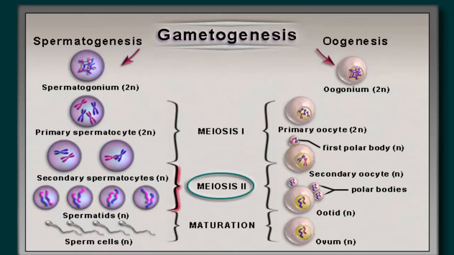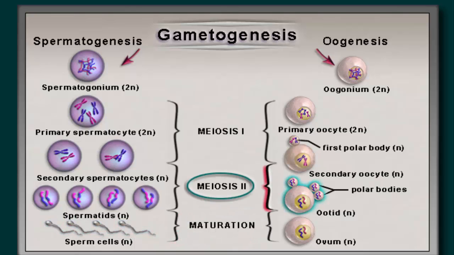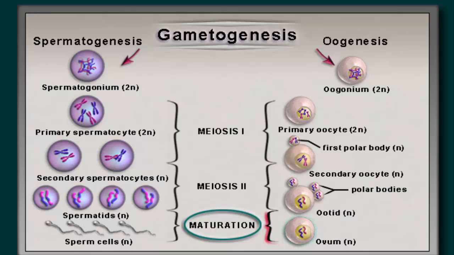In spermatogenesis, the result is four haploid spermatids, which mature to become four sperm cells. In oogenesis, meiosis II also forms four haploid cells, one large ootid, and three small polar bodies. The polar bodies disintegrate, while the ootid matures to become an ovum. Sperm cells and ova each have different combinations of genetic information due to the random assortment of the chromosomes and the crossover exchanges of genetic material between chromatids during meiosis.